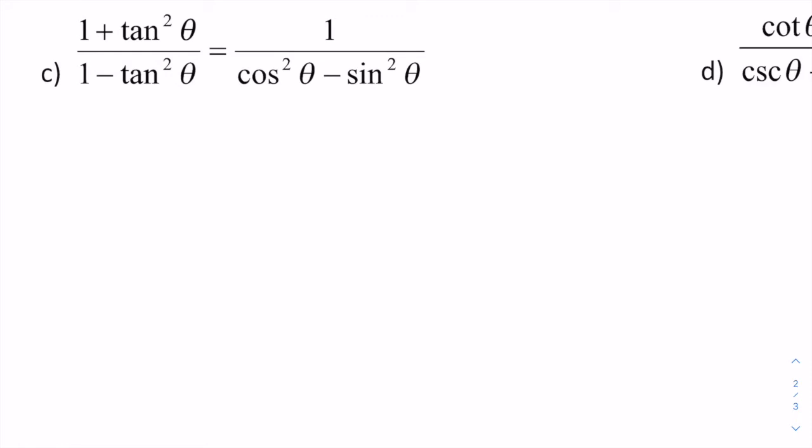For our third example, we have 1 plus tan squared theta over 1 minus tan squared theta equals 1 over cosine squared theta minus sine squared theta. So the first thing we want to do is choose our more complicated side to manipulate, which in this case, because I have tans, is definitely the left side.